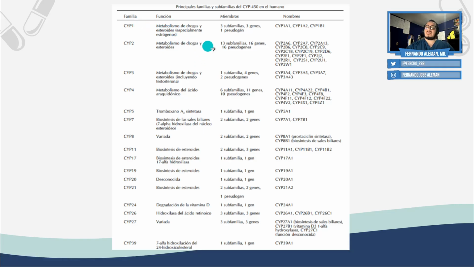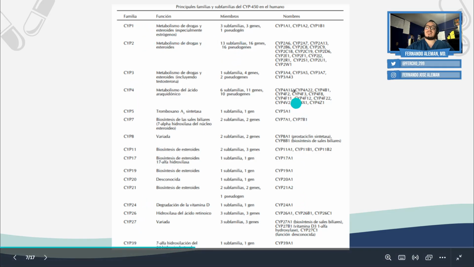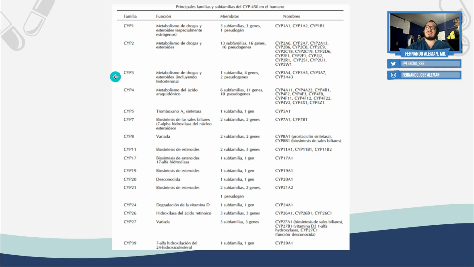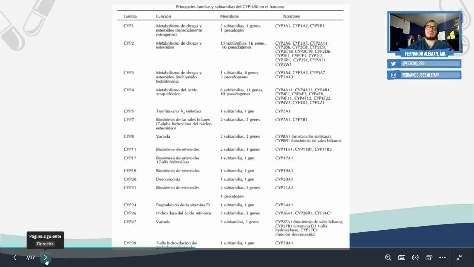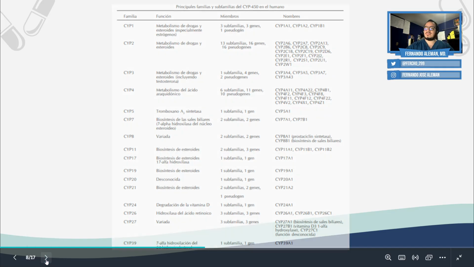Then I added this table so you can see the families that we have and the subfamilies. You see there is a very large family, a lot of enzymes, but you can also see that in here we have the first, the second, and the third family, whose main function is to metabolize the drugs. So these are the main enzymes that we are going to be paying attention to. Those are the ones that are of our interest.